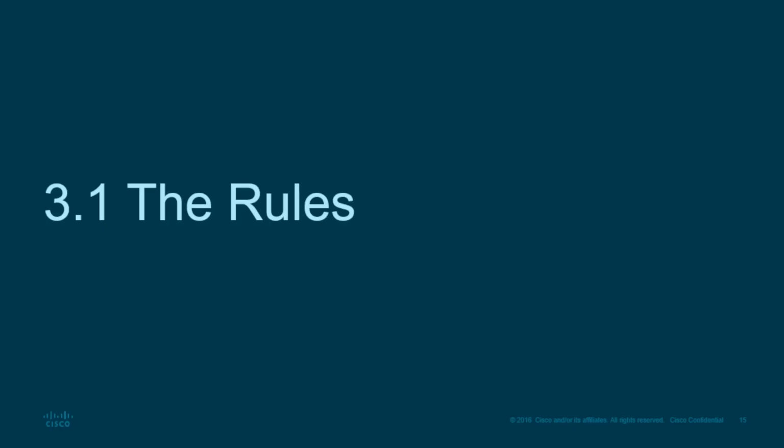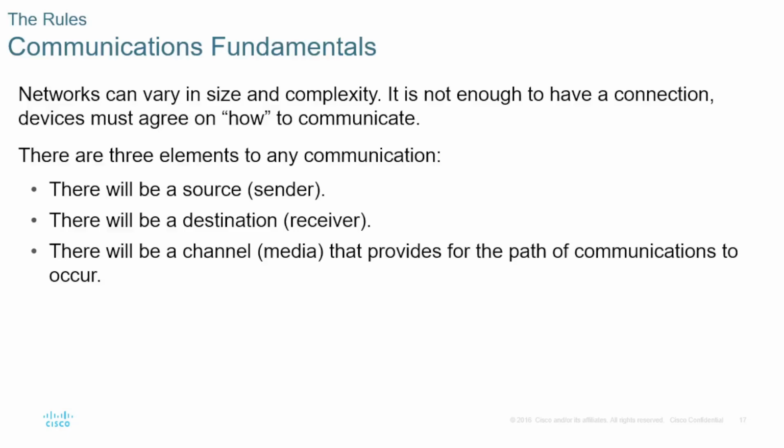Networks can vary greatly in size and complexity, but all communication relies on a shared set of rules that define how devices exchange information. These rules ensure that messages are sent, received, and understood correctly across any type of network. Simply having a physical connection isn't enough. Devices must agree on the method of communication for data to move successfully.